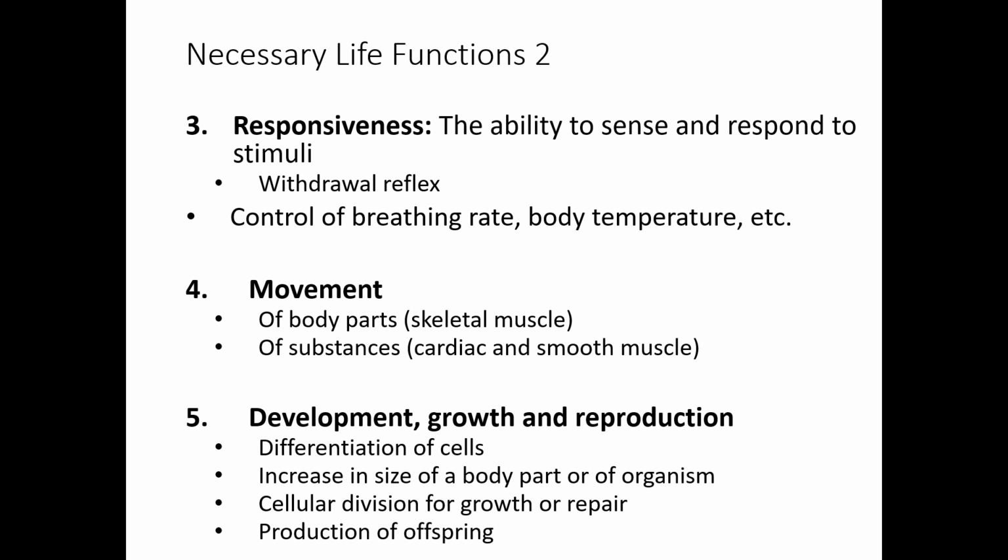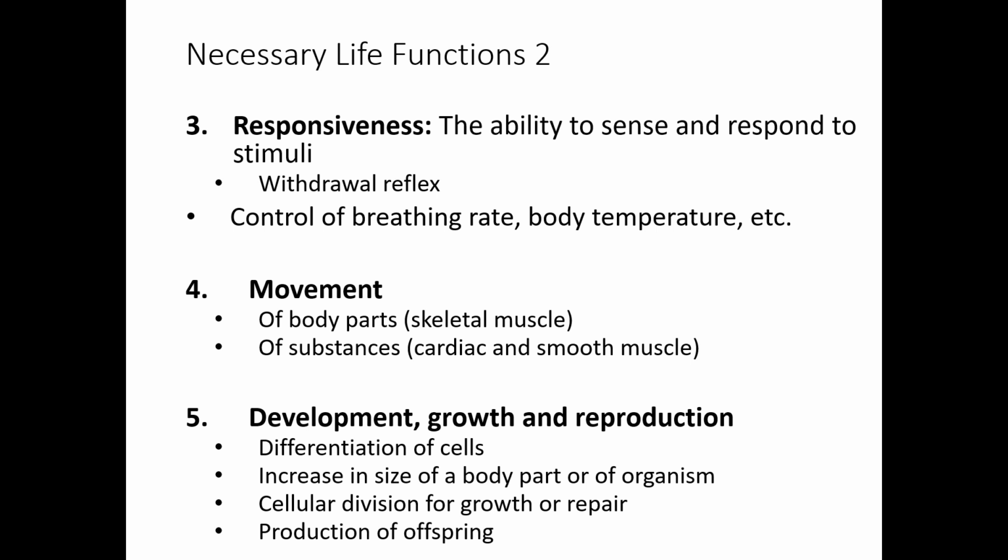Number 5 necessary life function is development, growth, and reproduction. We'll start from differentiation of cells. When our blood cells are produced, for example, they all are coming from stem cells. There are identical stem cells in our bone marrow, and depending on what type of blood cells our body needs right now, those stem cells can turn into white blood cells, red blood cells, platelets. That is called differentiation of cells.